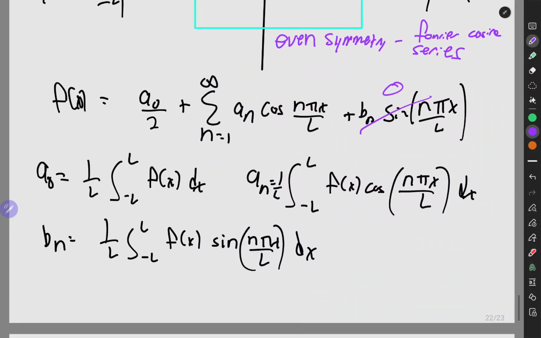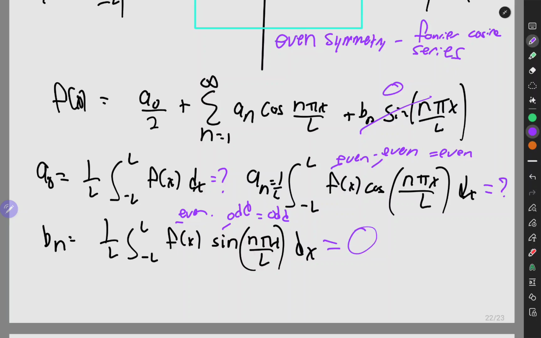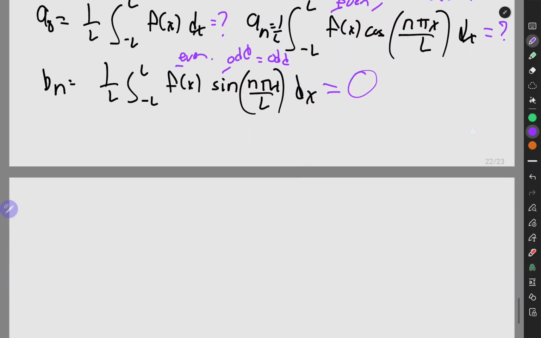We're integrating an even function. So this is going to be something, because it's even. A sub n, this is even. That's an even function that we're integrating. That will give us something. But b sub n, this is even, this is odd. Those multiply and make an odd function. That is 0.